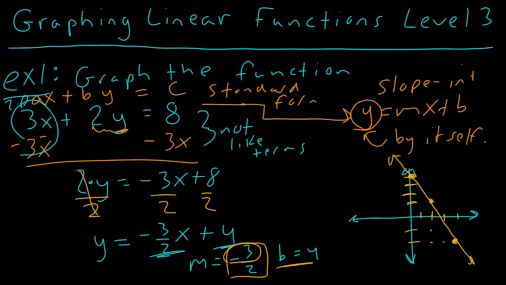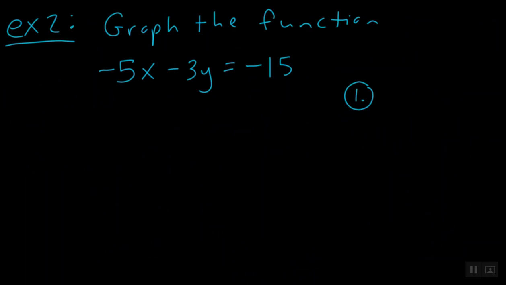All right, we're going to go ahead and look at one more example. So go ahead and finish taking the notes, pause the video, and when you're done with that, let's move on to example number 2. Okay, for example 2, we want to graph the function negative 5x minus 3y equals negative 15. Well, I'm going to give you all two rules to do this. Rule number 1, we want to move our x term first.